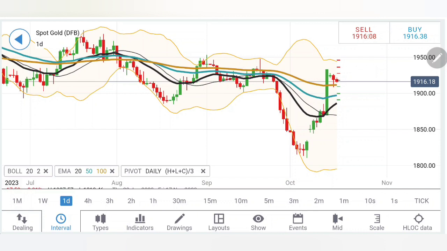Now, what to expect today? Can we expect it to drop further or is it going to bounce back? Which position you should take in order to profit trading gold today, we will see with the help of charts and indicators.